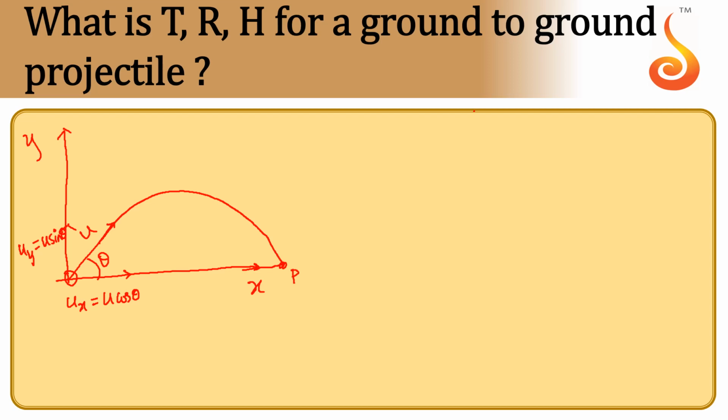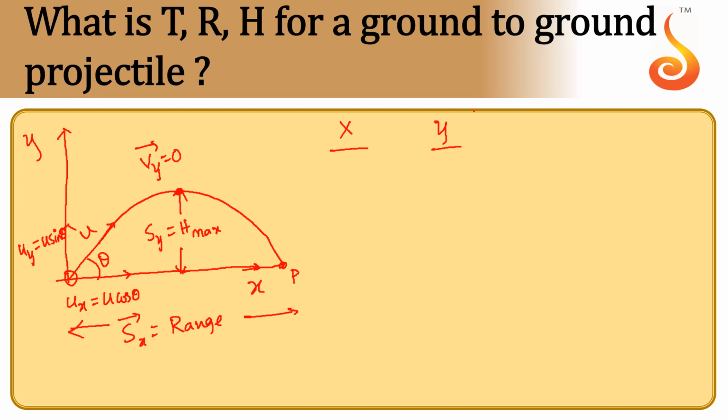And the maximum horizontal displacement of the projectile we call range, and the maximum vertical displacement of the projectile we call H max. And when the projectile is at the highest point, vertical velocity becomes 0, but horizontal velocity remains constant. Let us take x and y parameters.